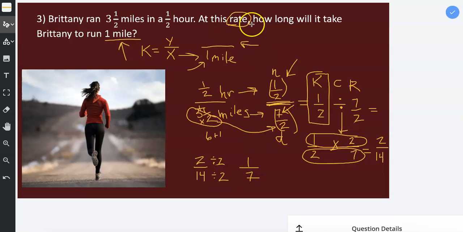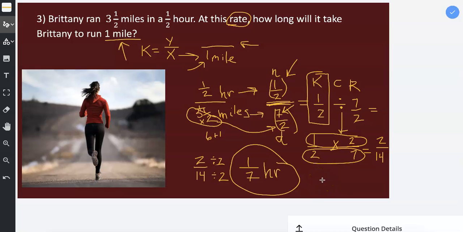And we were being asked, at this rate, how long will it take Brittany to run 1 mile? So it will take Brittany 1/7 of an hour to run 1 mile. The only thing I wanted to see is if this was a good speed. So I'm just curious, so I'm going to go a little bit further with this problem.